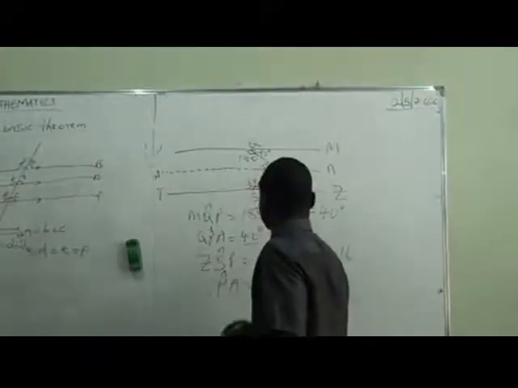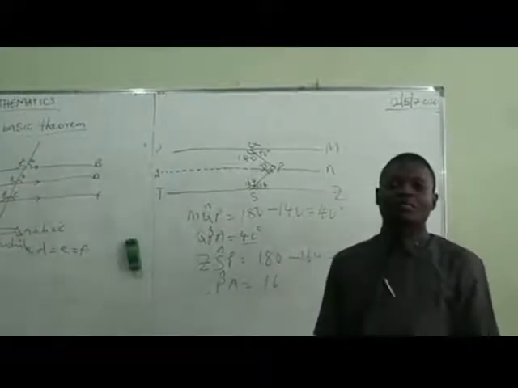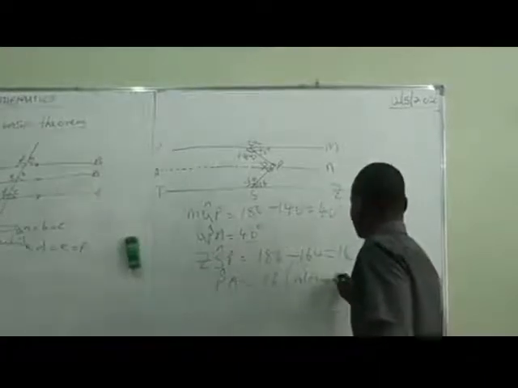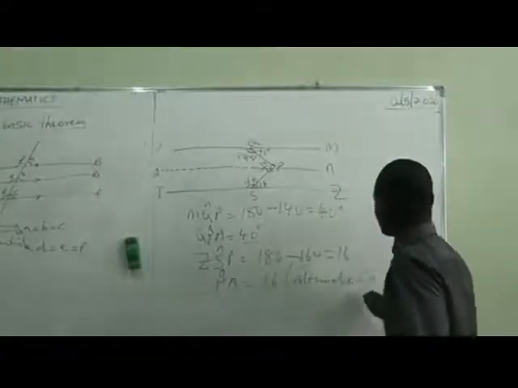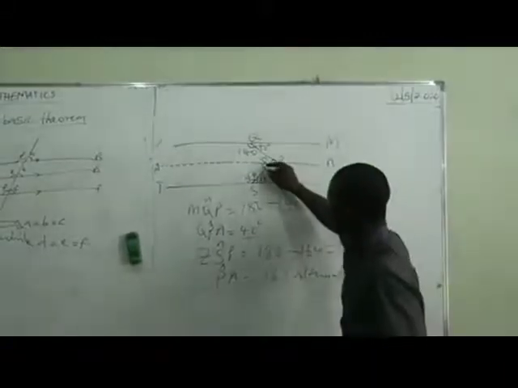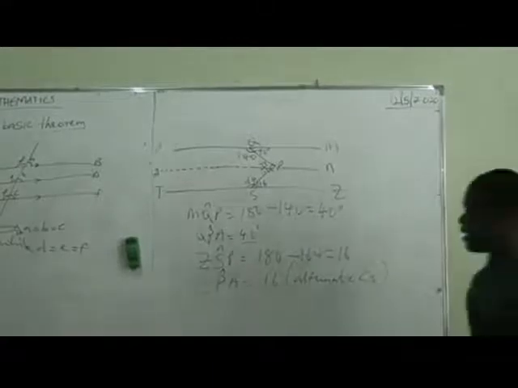Angle SPA is equal to 16. Can you tell me the reason? Alternate angles. Remember this sign means what? Angles. Because of alternate angles, here becomes what? 16. Have you seen it now?